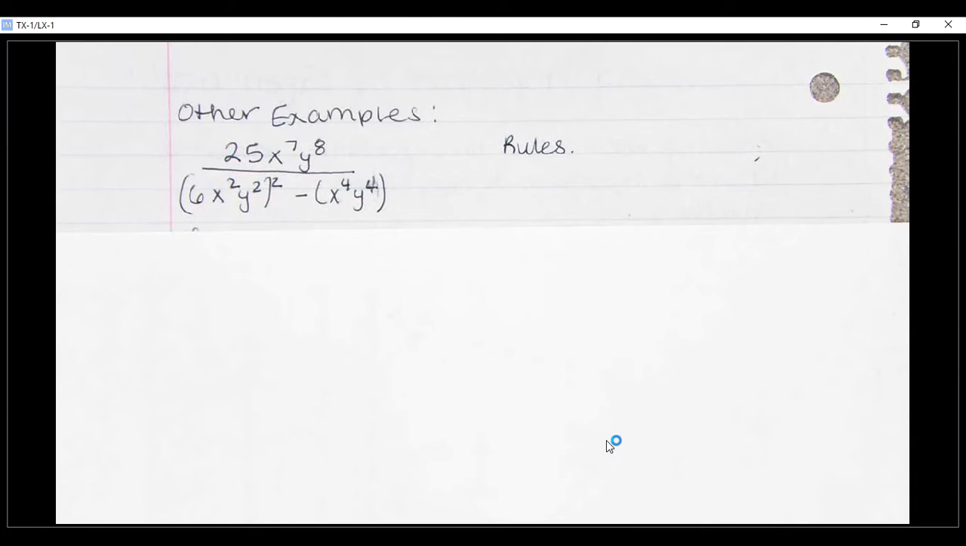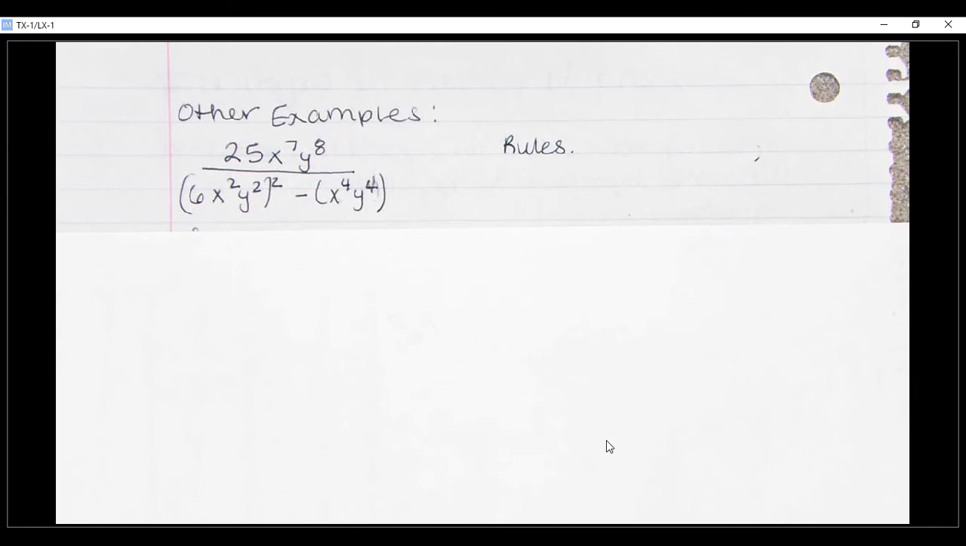Okay, here are a couple other examples that you might want to look at as you're doing your work. So this one looks like a doozy of a one. We have 25x to the seventh, y to the eighth, all divided by 6x to the second, y to the second, all to the second power, minus x to the fourth, y to the fourth.